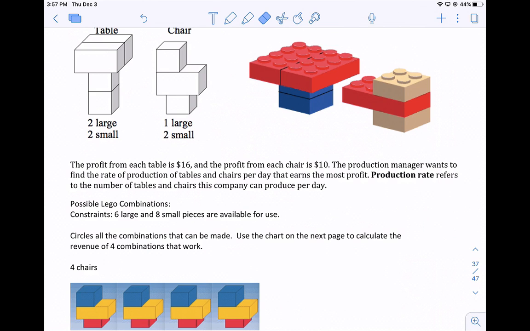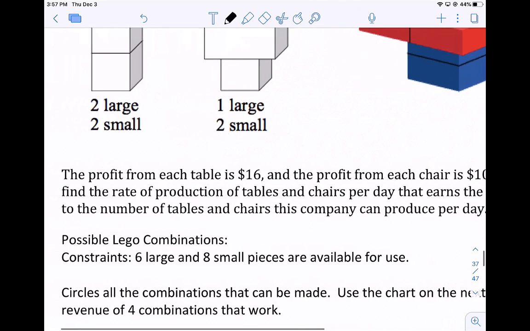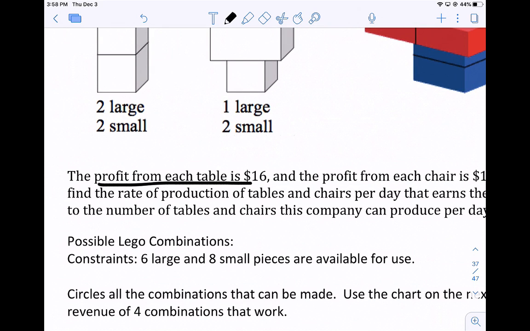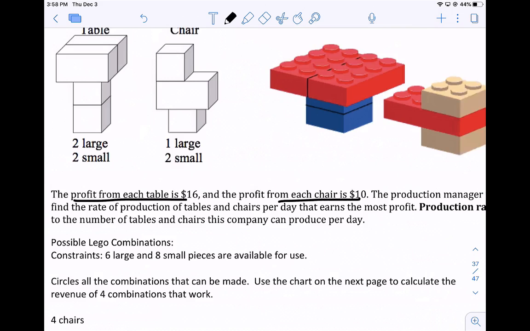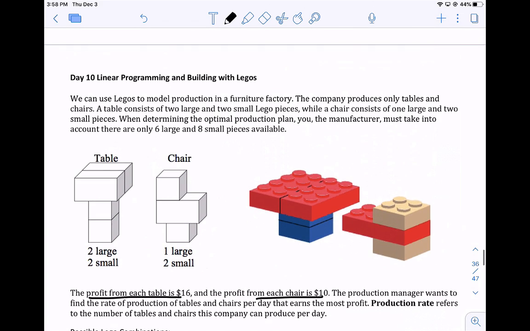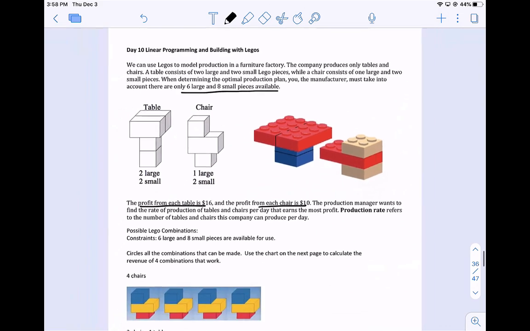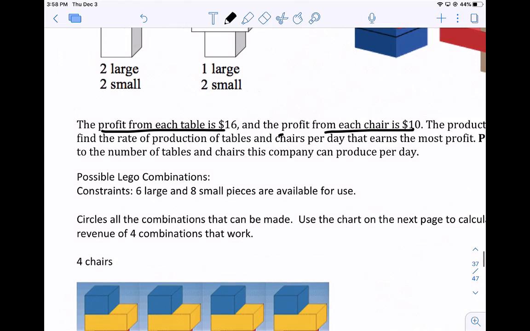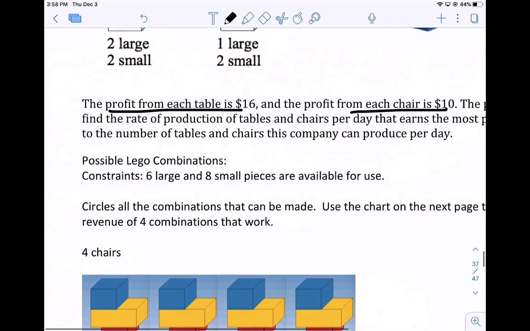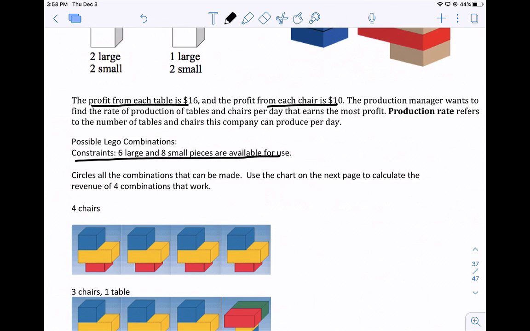All right, so there's some important information we're going to underline here. Profit, $16 a table, $10 a chair. Again, we only have 6 large and 8 small pieces available per day. And so we call those, oh, they're right here as well. These are the constraints. Constraints are kind of like what holds you back from making as many as you can. All right, so they're the limited supplies or the constraints.